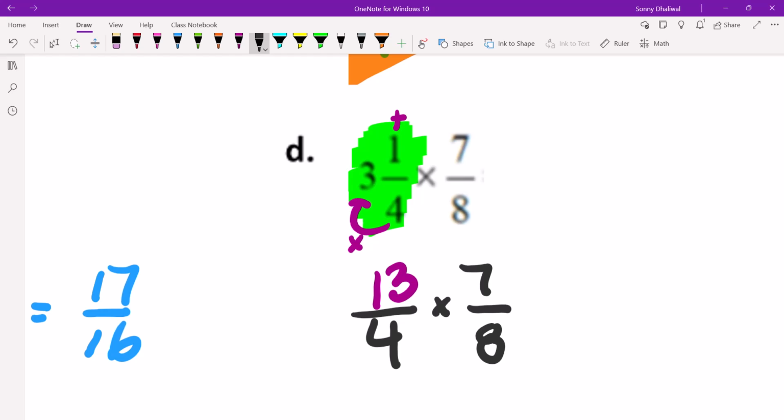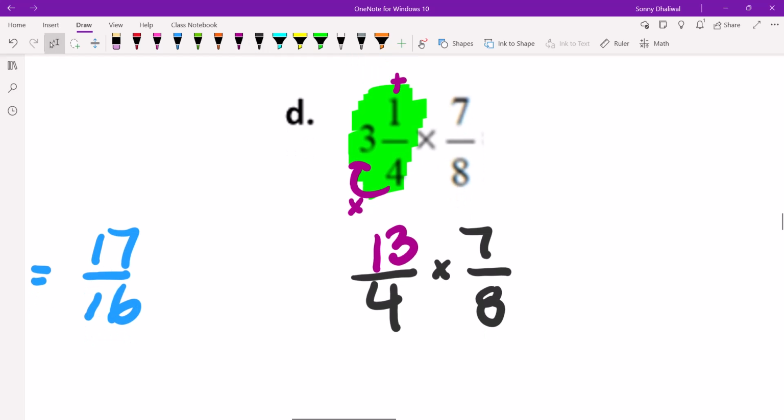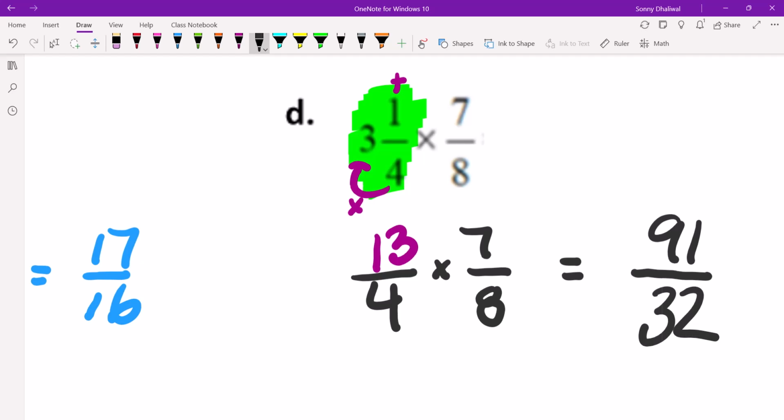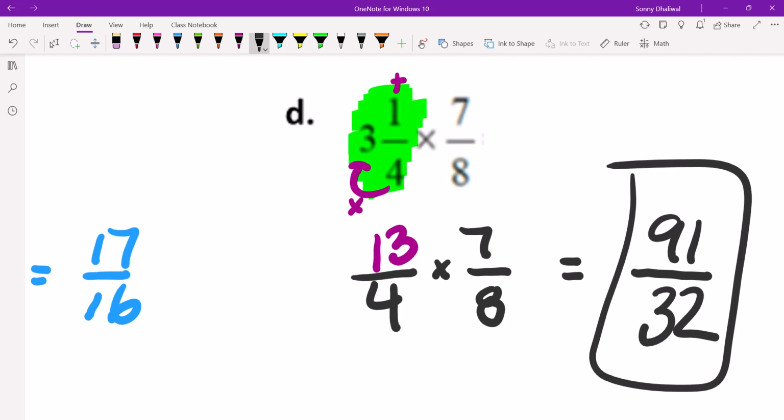Any simplifying that can be done here? No. I should have done more simplifying questions. I don't know why I didn't. All right. Okay. Multiply the tops together. 13 times 7. No, 91. 91. And 4 times 8? 32. There we go. Final answer.